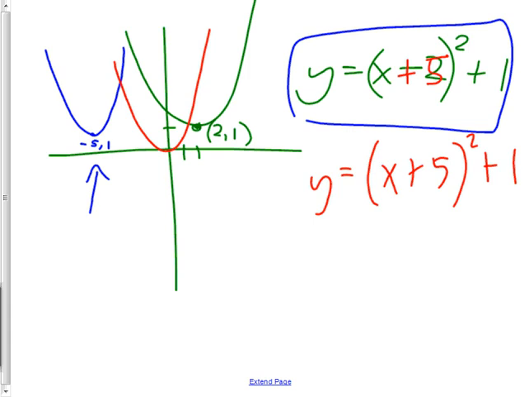On to one more, just to make sure everybody gets this. Let's put one here. And let's say that's at the spot -4, 3. No, -4, -3. Okay, what's the equation for that parabola?